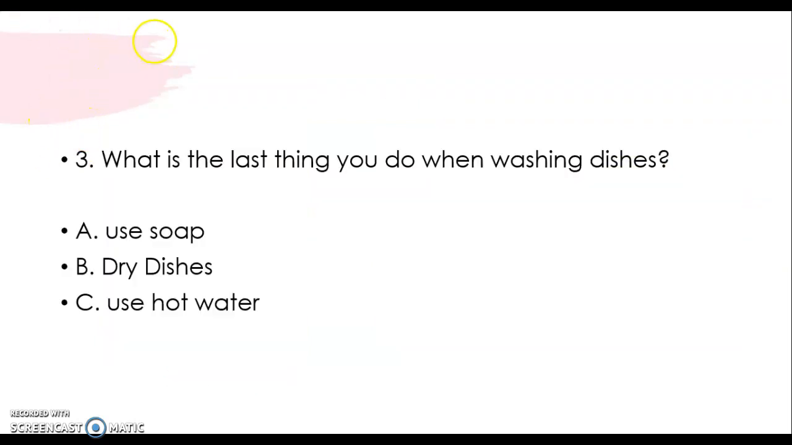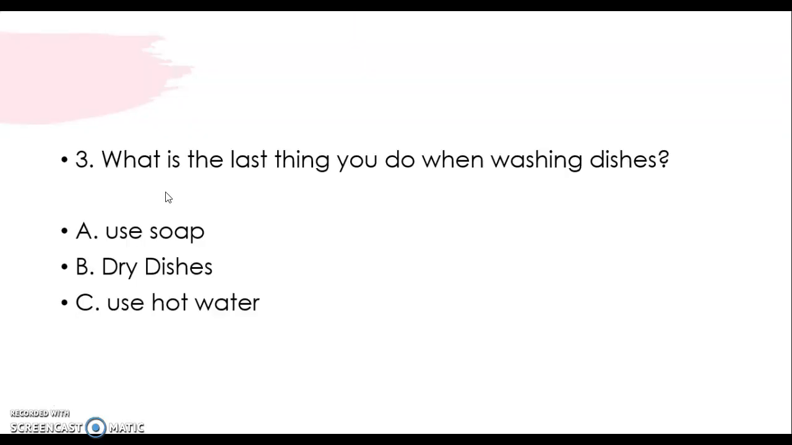Number 3: what is the last thing you do when washing dishes? A, use soap, B, dry dishes, or C, use hot water? The last thing you do. So point to your answer. And this is it for the life skills assignment.